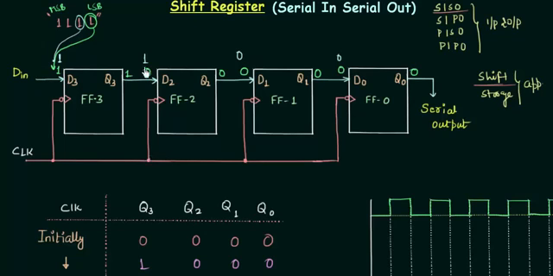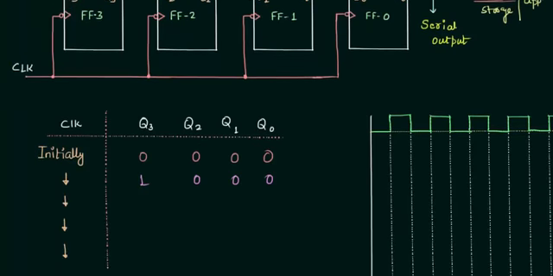If the input is 1, the output is going to be 1. If the input is 0, the output is going to be 0. So we have our new outputs as 1 1 0 0. This is for the next falling edge.